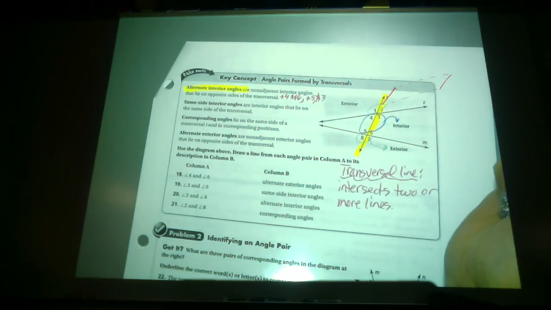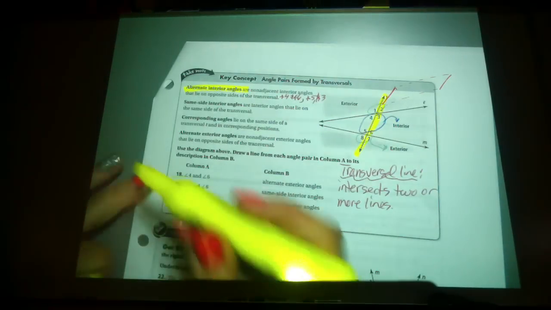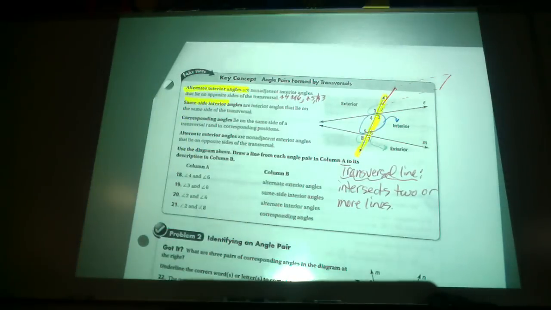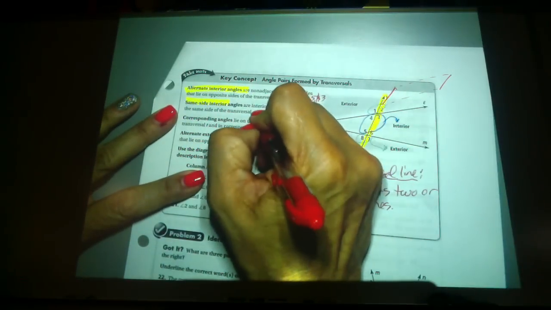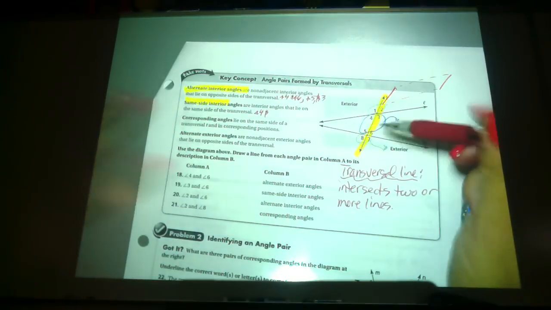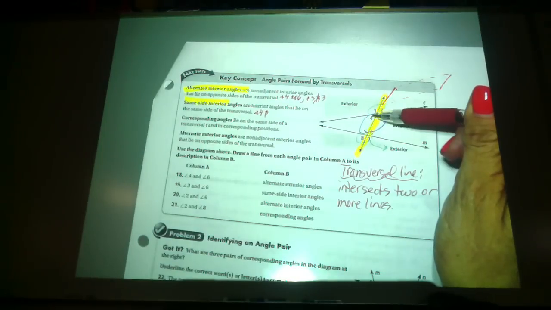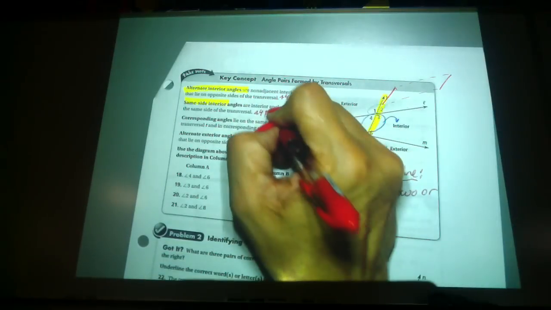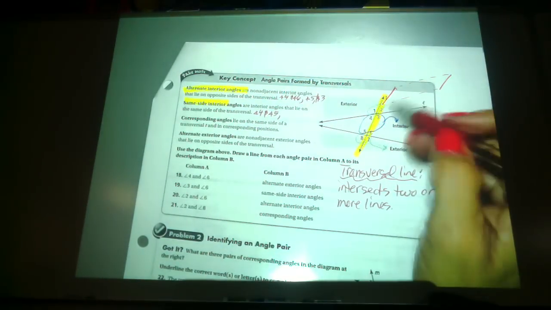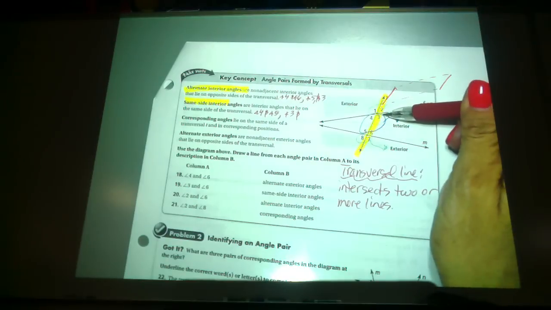We have 2 pairs. Then same side interior. They both have to be on the interior, and they're both on the same side of the transversal. So if angle 4 is one of them, what's an angle that's on the same side of the transversal but on the inside? There's only one choice. Would that be angle 5? Same side interior. So angle 5. So then angle 3. What would be its same side interior? 6.